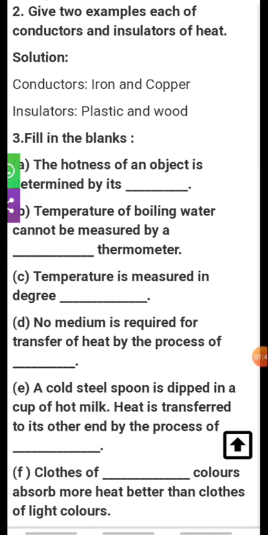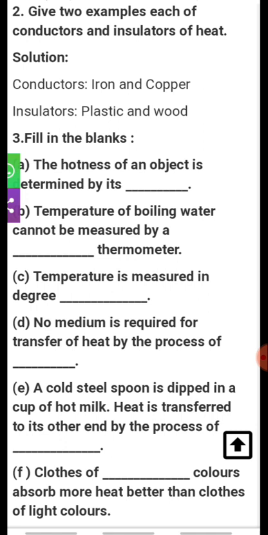Next, number 3, fill in the blanks. A. The hotness of an object is determined by its dash. The answer is temperature. Number B. Temperature of boiling water cannot be measured by a dash thermometer. Clinical thermometer. Number C. The temperature is measured in degree dash. Answer is Celsius.